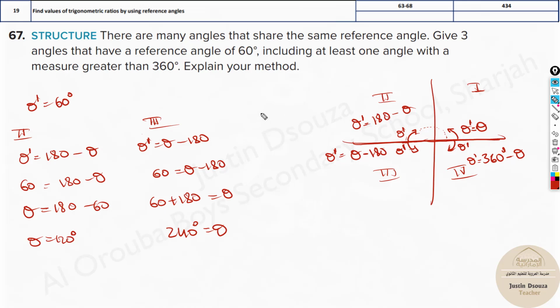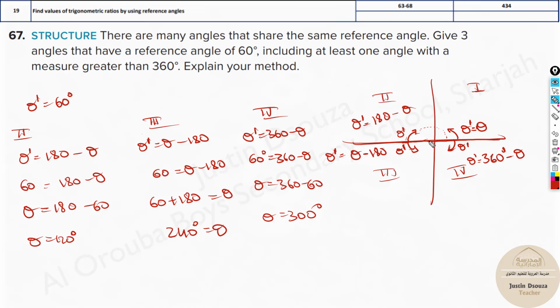Now the fourth quadrant, same thing. Theta dash is equal to 360 minus theta. We know it's 60 degrees is equal to 360 minus theta. Now we have to take this to the other side. Theta equals 360 minus 60, and theta is equal to 300 degrees.